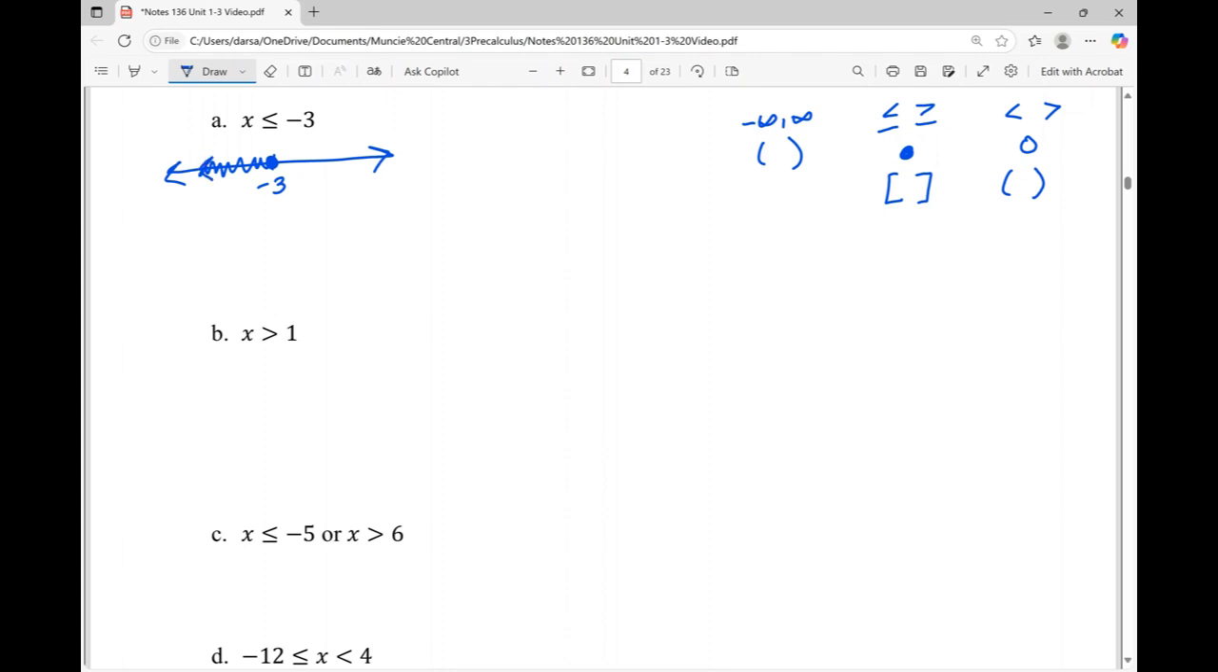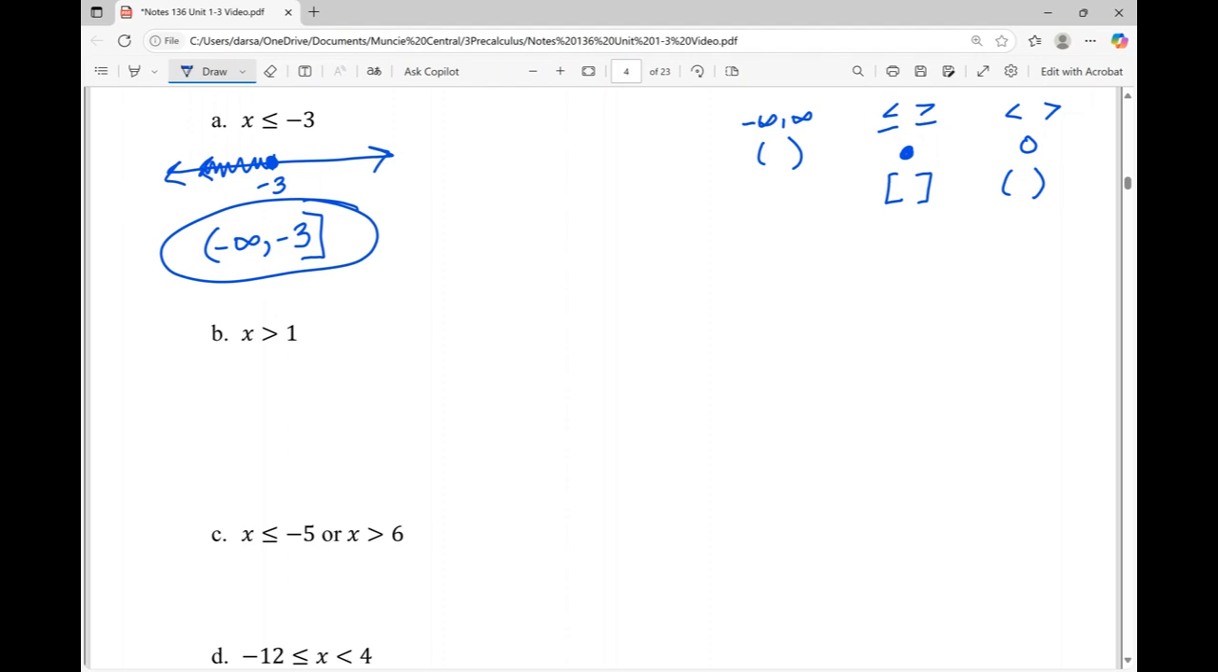Now, always remember, smallest comma biggest. What is the smallest shaded number here? Negative infinity. What is the biggest shaded number here? -3. Infinity and negative infinity are never included. We always use a parenthesis. Since this is a dot and a less than or equal to, we will use a square bracket. And there is our answer in interval notation.